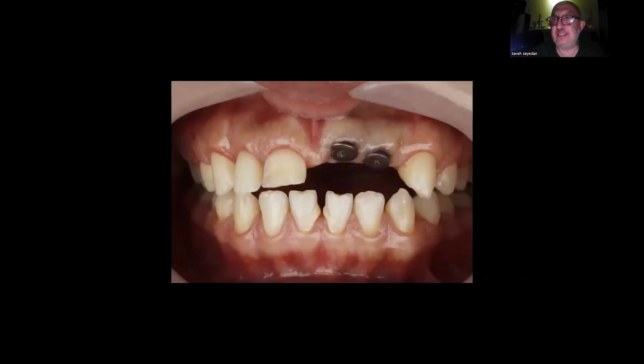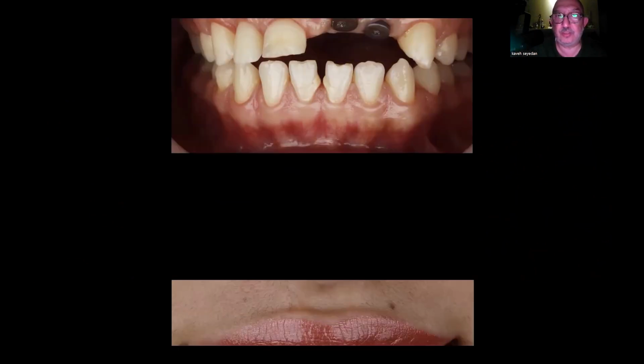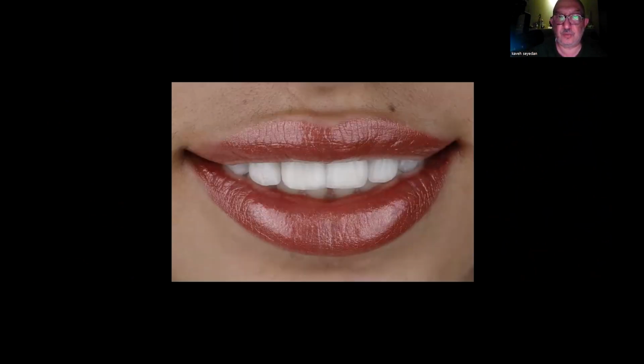And the final case is this young lady, a medical doctor. She was mountain biking and she had an accident, lost her upper left central and lateral incisor, replaced by two implants, restored the whole anterior segments with zirconia crowns and also with veneers. The patient and me both were happy for 2 years. After 2 years, the patient was walking into the office and she told me that she had a fistula on top of the left implant.